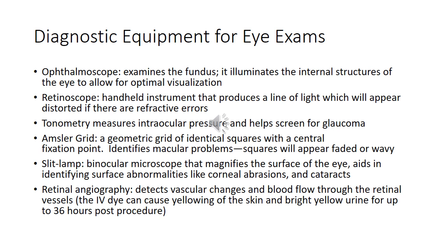The Amsler grid is a geometric grid of identical squares with a central fixation point, and this identifies macular problems. The squares will appear faded or wavy to the viewer. The slit lamp is a binocular microscope that magnifies the surface of the eye. It aids in identifying surface abnormalities like corneal abrasions and cataracts.